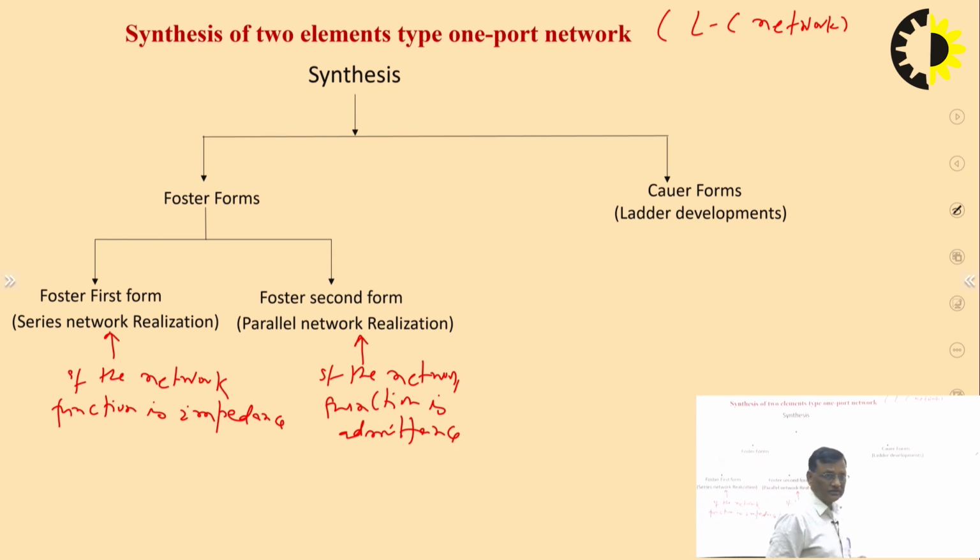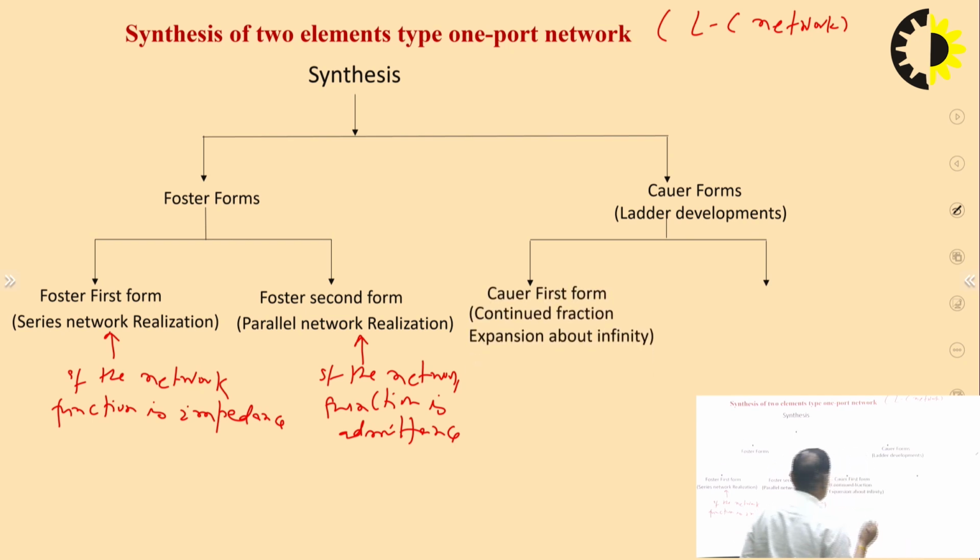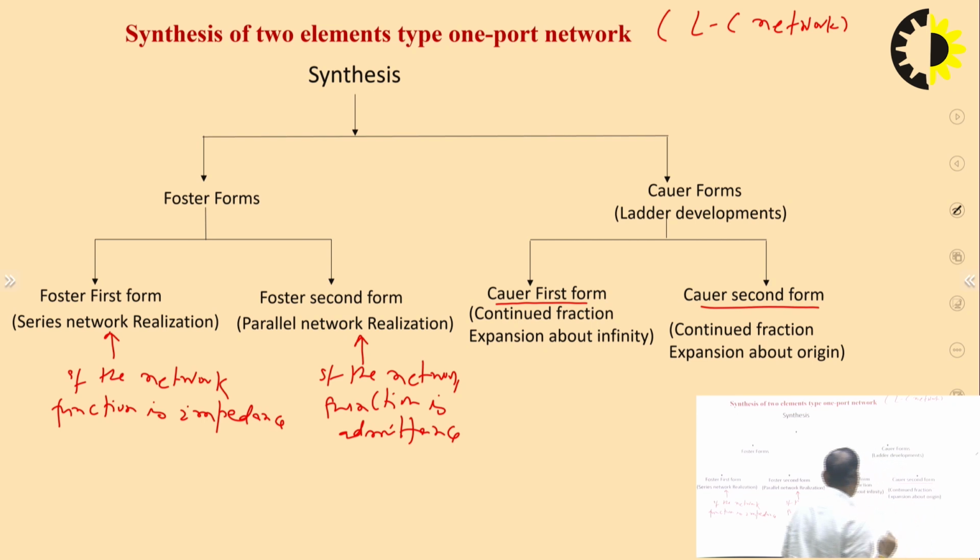Now, the other form is the Cauer forms, which is ladder development. What we do is carry out the continued fraction expansion of a given network function, and the Cauer form is of two types. One is Cauer first and the other one is Cauer second. In the Cauer first form, we carry out the continued fraction expansion about pole at infinity. If the function is given and you are required to find the Cauer first, then you have to identify whether the given function has a pole at infinity or not. If not, then you have to make it. How will we make it? We just invert the function. We will see later on.